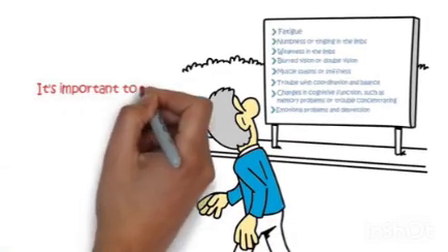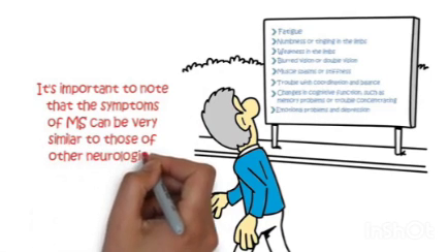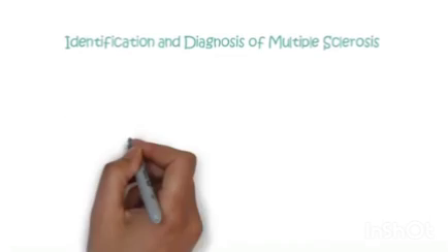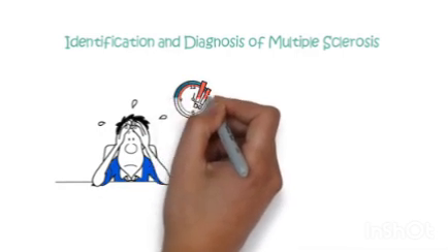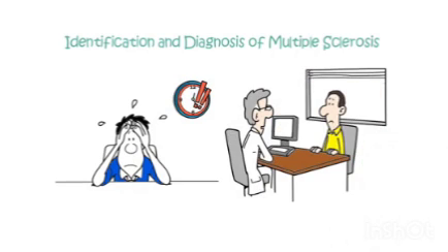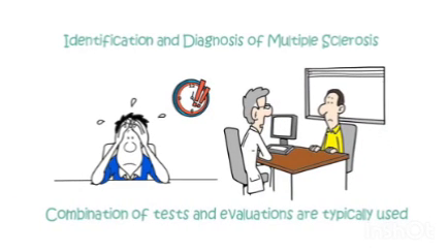It's important to note that the symptoms of MS can be very similar to those of other neurological conditions, making it difficult to diagnose. Identification and diagnosis of multiple sclerosis. The diagnosis of multiple sclerosis can be a complex and time-consuming process. There is no single test that can definitively diagnose MS, so a combination of tests and evaluations are typically used.